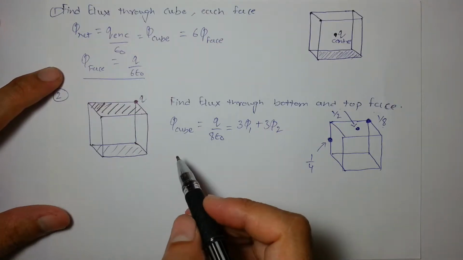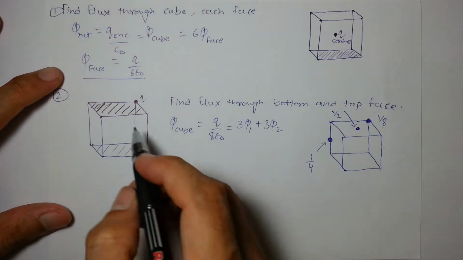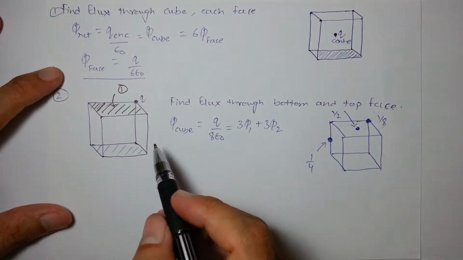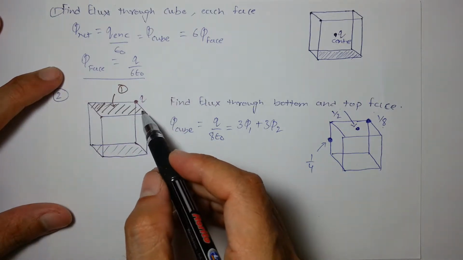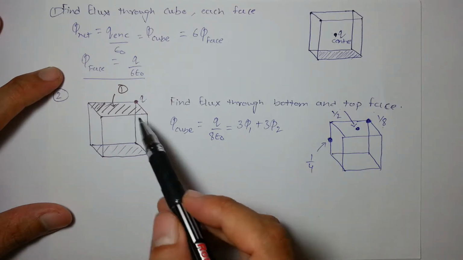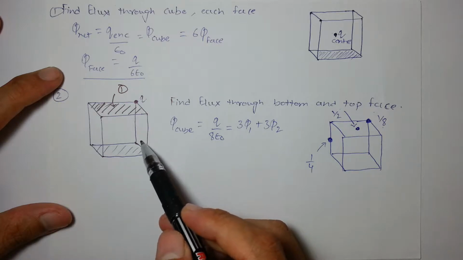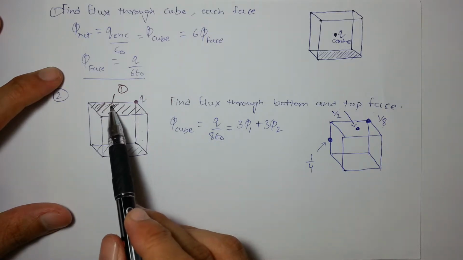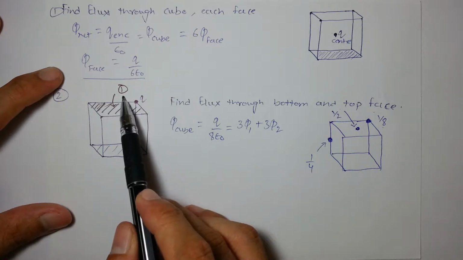I have named the faces as 1 and 2. So 1 is black, and these are the 3 faces which are adjacent to this charge. One face at the top, this face which is on the right side, and this third face which is at the back. So these are type 1 faces.